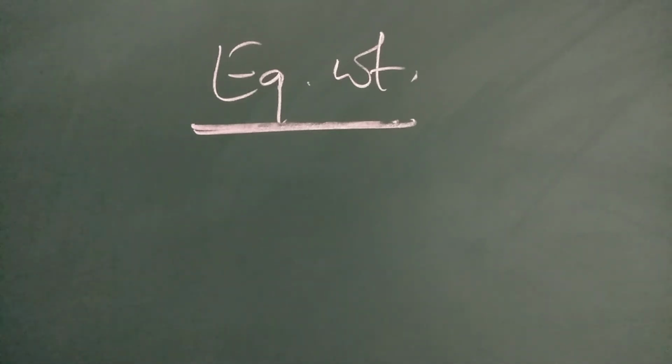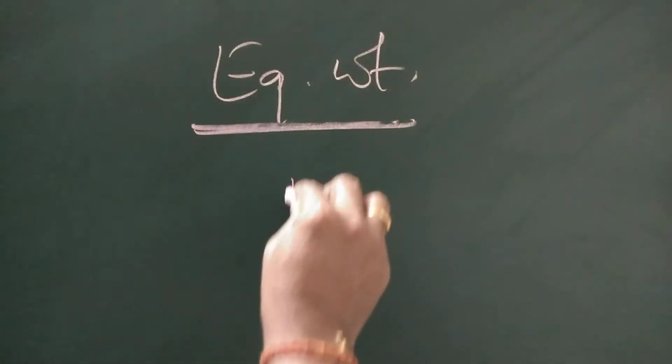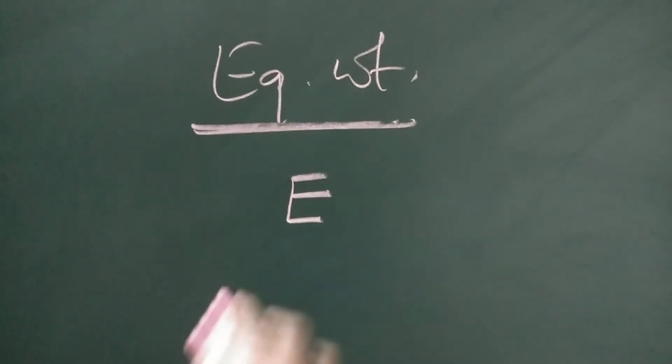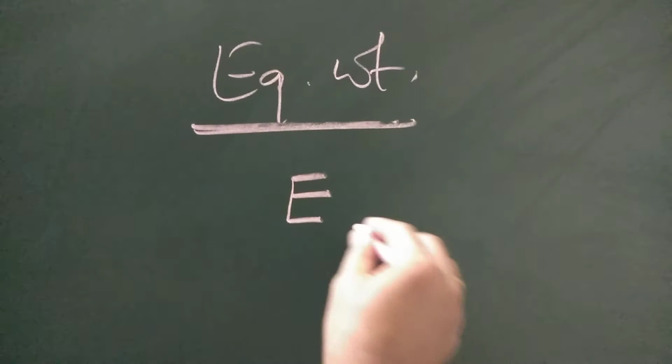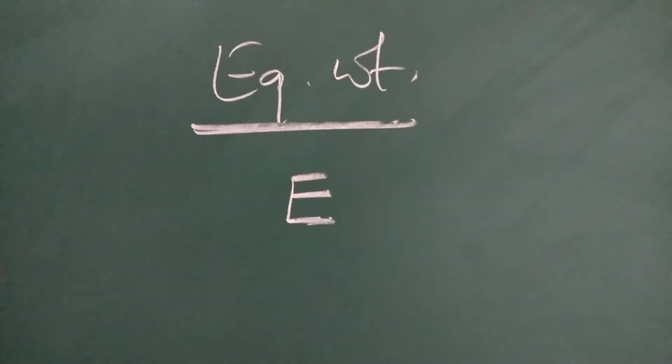Equivalent weight is represented by the symbol E. It has no unit, since it is a relative value.